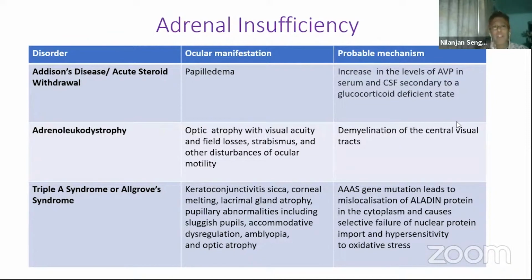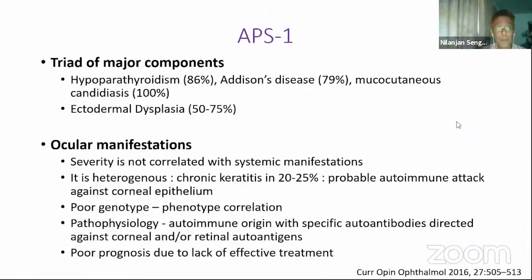Adrenoleukodystrophy, though rare, has been typically known to be associated with optic atrophy, with impairment in visual acuity and visual fields. Then Allgrove syndrome or triple A syndrome, which is characterized by Addison's disease, alacrimia, and achalasia cardia. So because of alacrimia, there can be keratoconjunctivitis sicca, even corneal melting. There may be lacrimal gland atrophy. That's actually the cause of alacrimia. And there may be pupillary abnormalities too. Ultimately, it can even lead to amblyopia and optic atrophy.